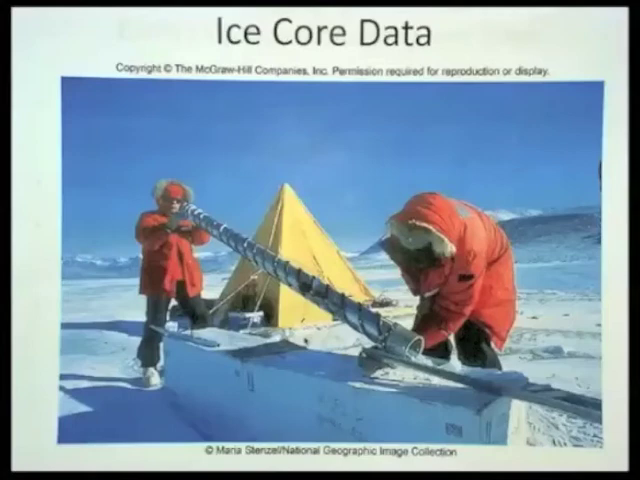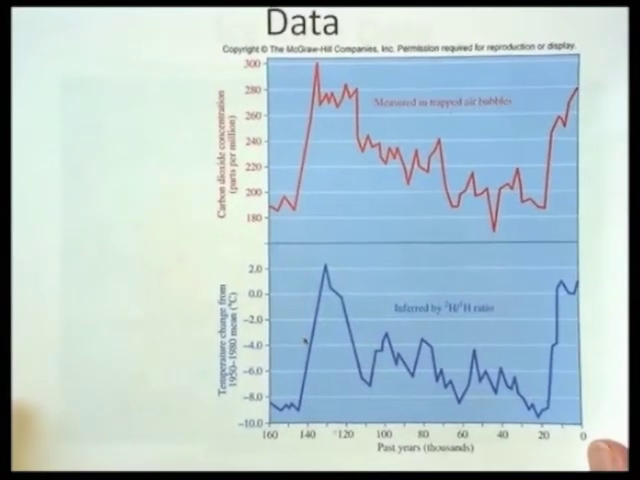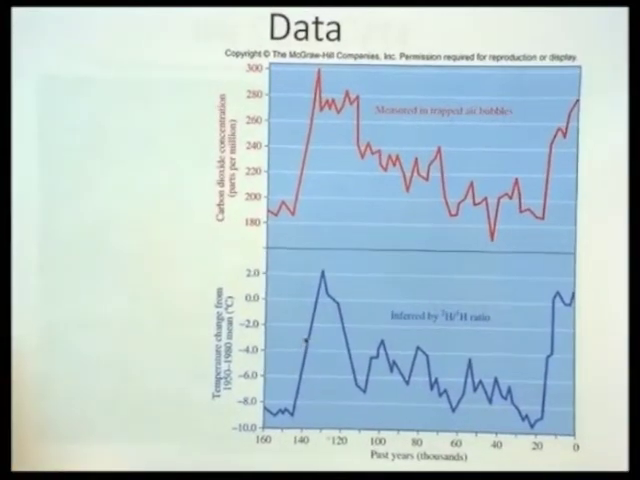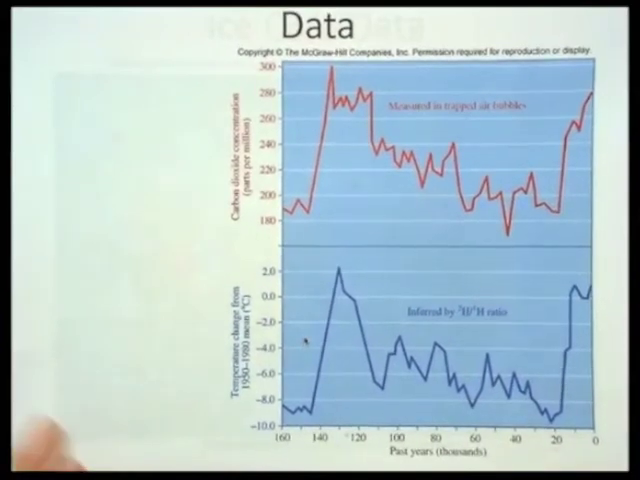Now, what kind of data is trapped in ice that can give us information? Well, the type of data that's trapped in ice is the concentration of carbon dioxide and the amount of deuterium to hydrogen ratio. All right, and so let's look at this. This is ice core data.